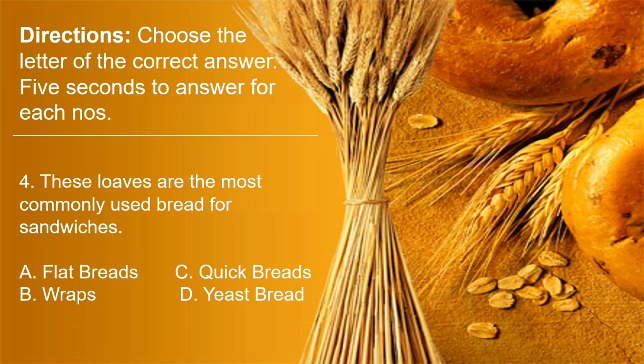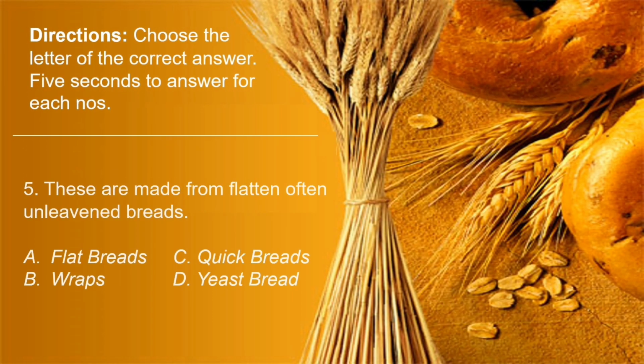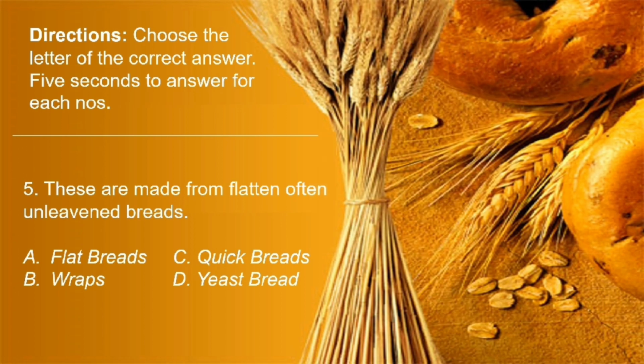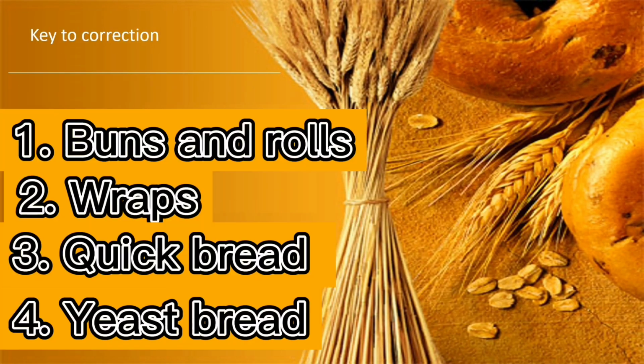Flatbreads. For the last one, number 5. These are made of flattened, often unleavened breads. A. Flatbreads. B. Wraps. C. Quick breads. And D. Yeast bread. Timer starts now. The correct answer is B, yeast bread. And here is the key to correction for the pretest.